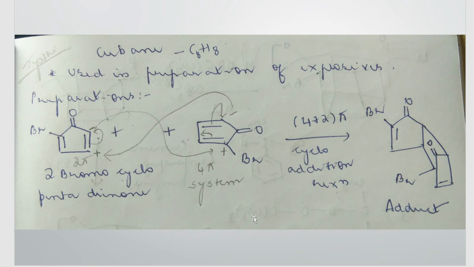First of all, it's very important. It's used in the preparation of some of the explosives. So, step number one in the synthesis of cubane: you're taking two molecules of 2-bromocyclopentadienone. Okay, that is a ketonic compound. So you can see there's a C double bond O group here, and at the second carbon there is a bromine. So it is 2-bromocyclopentadienone. So you're taking two molecules of that 2-bromocyclopentadienone. This is the same, I've written it horizontally.